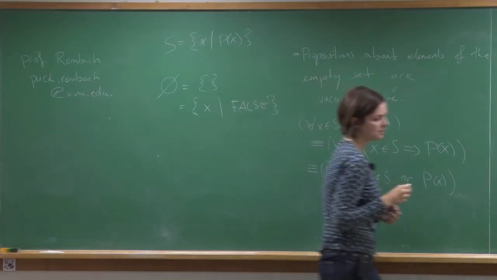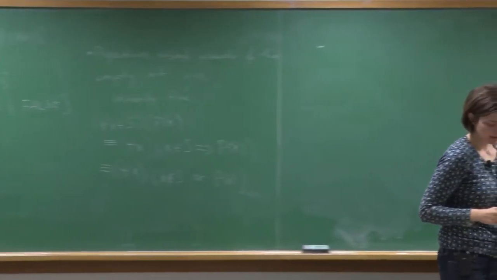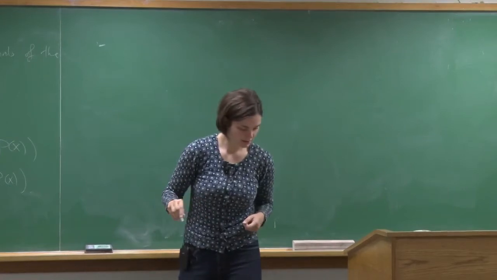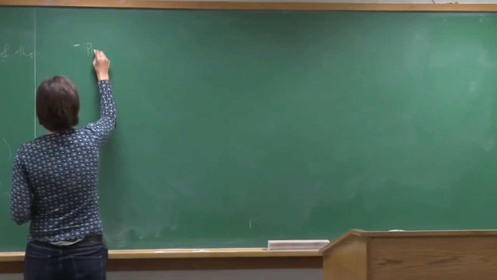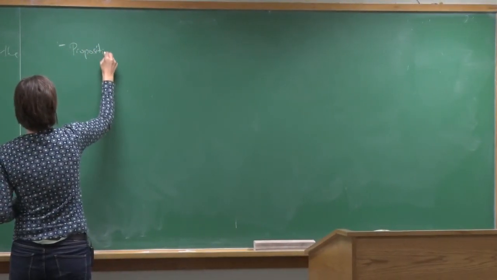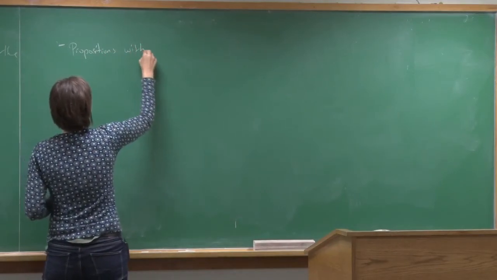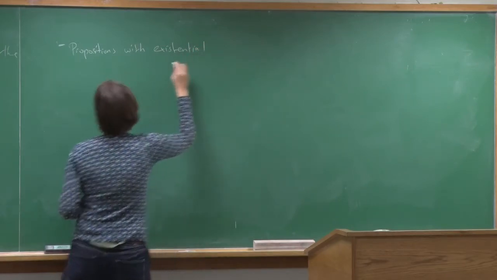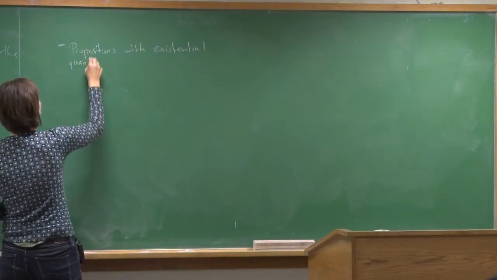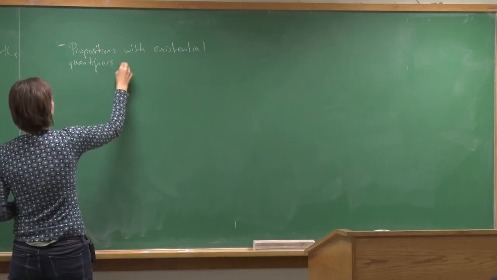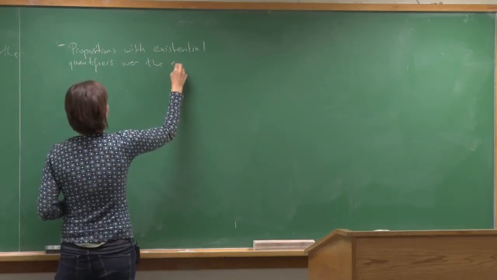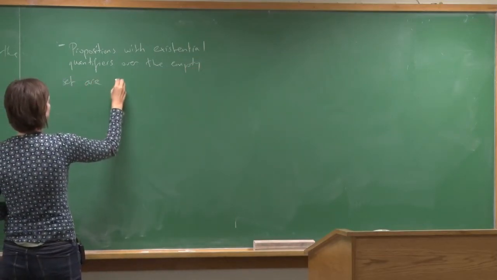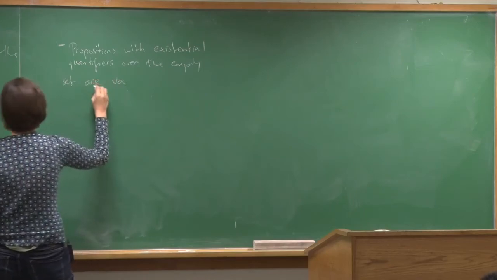But this is for the for all kind of statements. If I make a there exists kind of statement, we call those existential quantifiers, so propositions with existential quantifiers over the empty set are vacuously false.